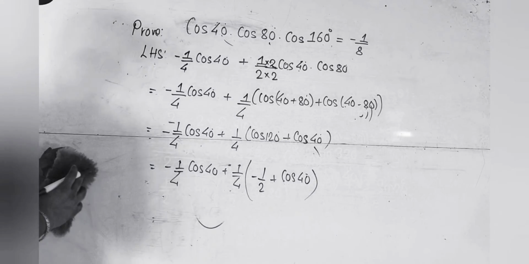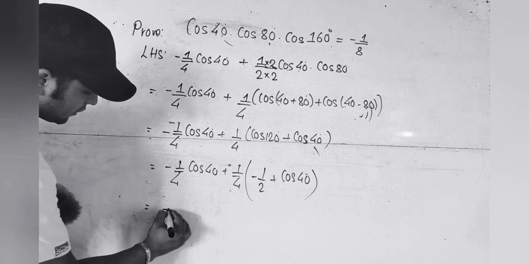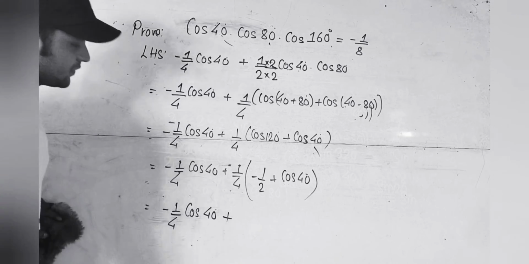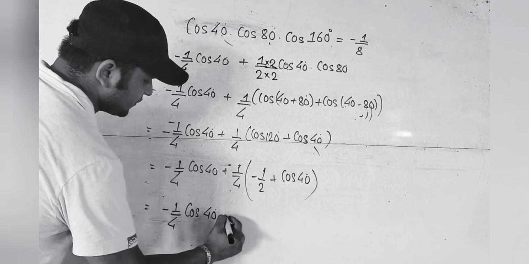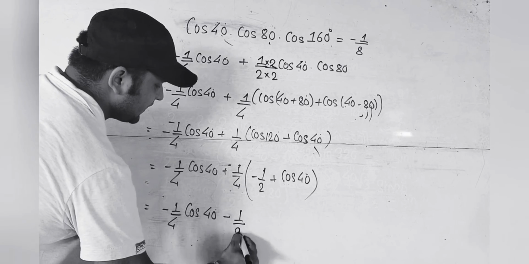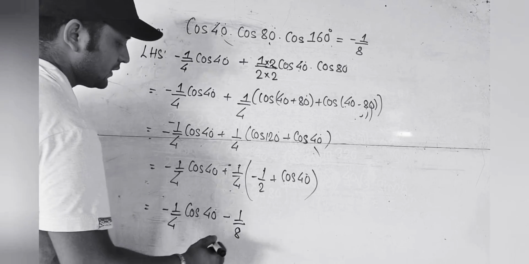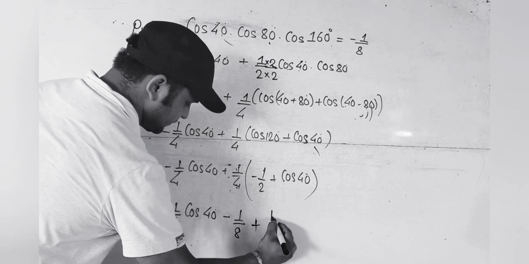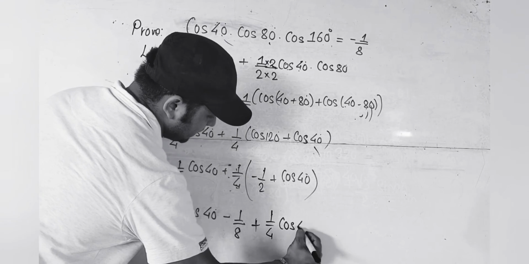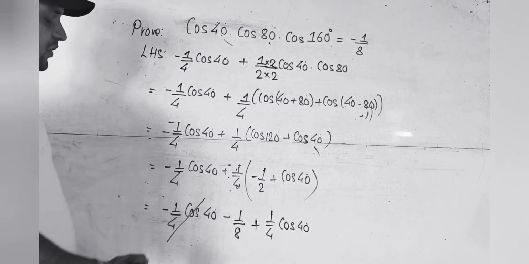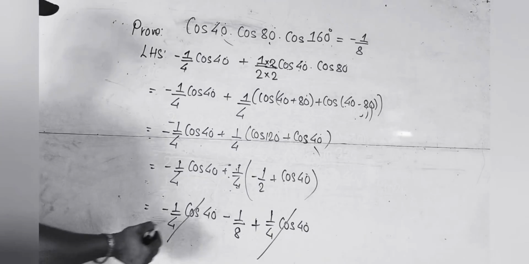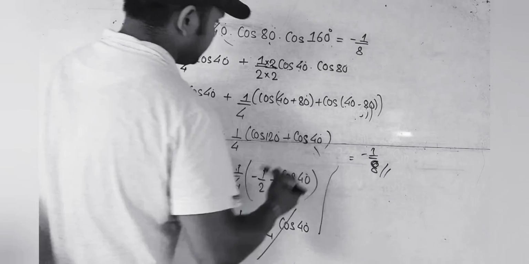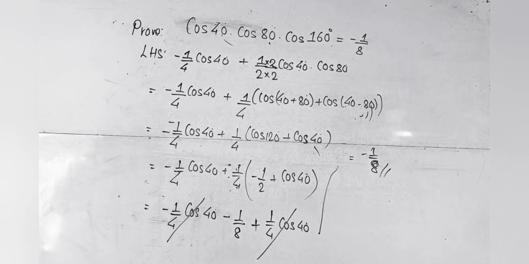Now let us multiply this out. We have here minus 1 by 4 cos 40 plus 1 by 4 into minus 1 by 2, which is minus 1 by 8, and plus into plus gives you plus 1 by 4 into cos 40, which gives you 1 by 4 cos 40. So this is minus 1 by 4 cos 40, this is plus 1 by 4 cos 40, and what is left here is minus 1 by 8.